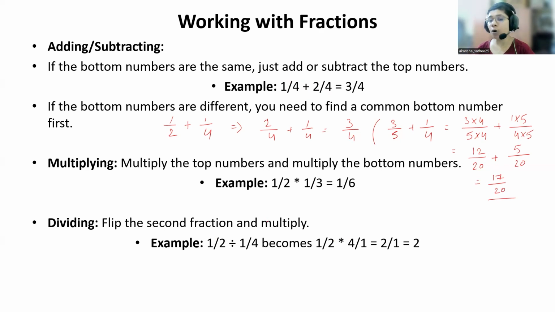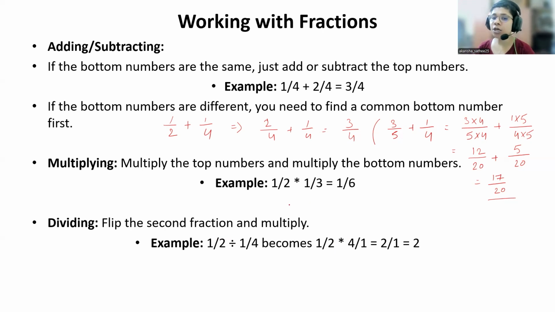If the bottoms are not equal, there are different methods. If you practice, only then will you get to know how to make them equal. So here you can see that 5 and 4 have nothing in common. So you just multiply this fraction in numerator and denominator by 4, and this fraction in numerator and denominator by 5.